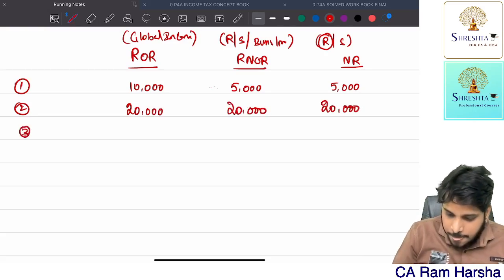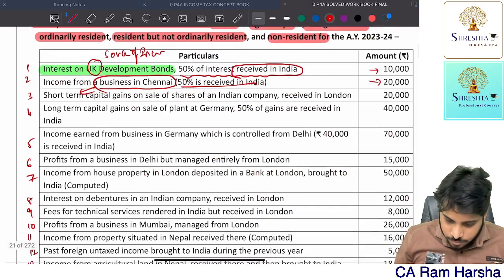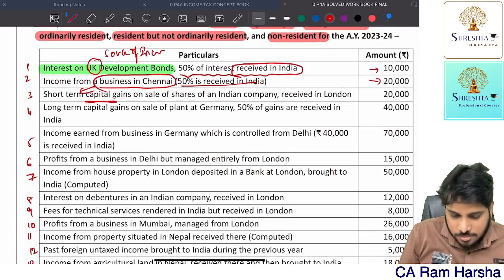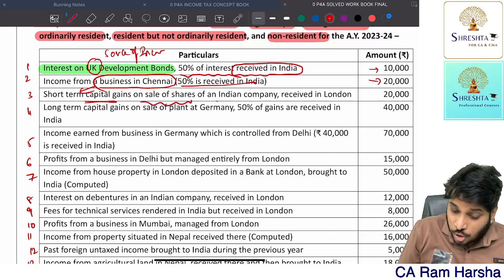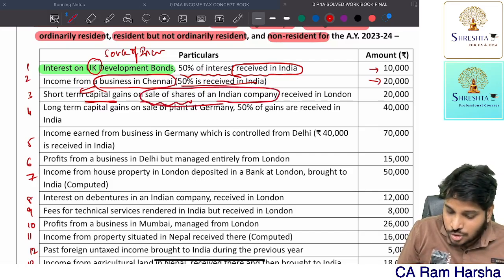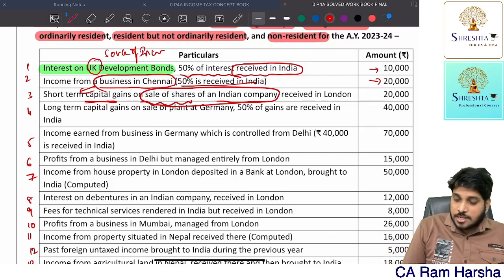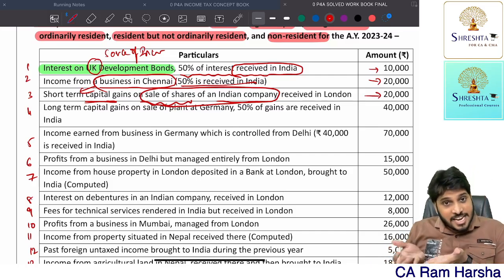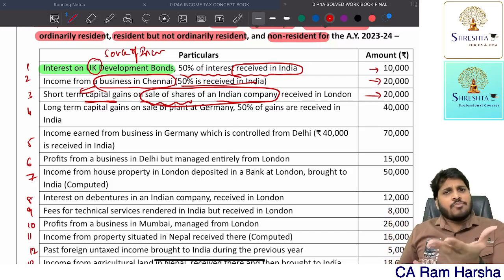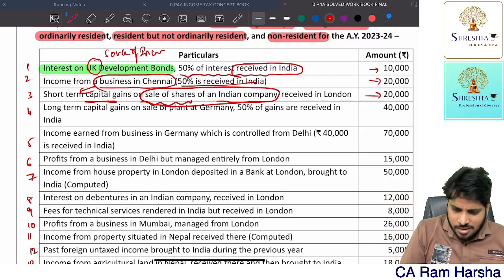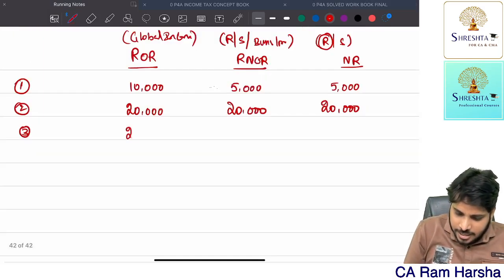Then third one, short-term capital gains on sale of shares of an Indian company. Again source is in India. It's an Indian company, the shares you sold and you got some profit, which is again 20,000. Indian company shares, source is in India. Obviously taxable for everybody. Again another 20,000.